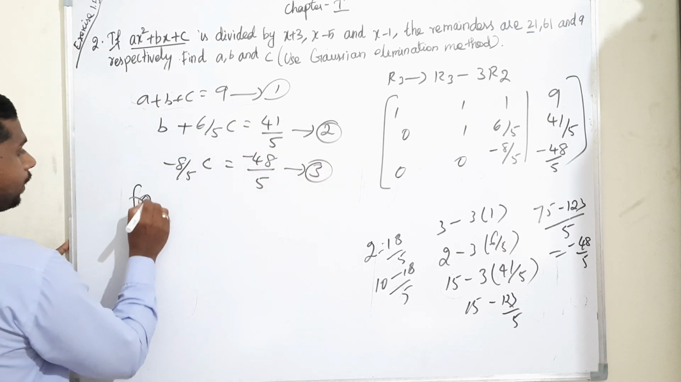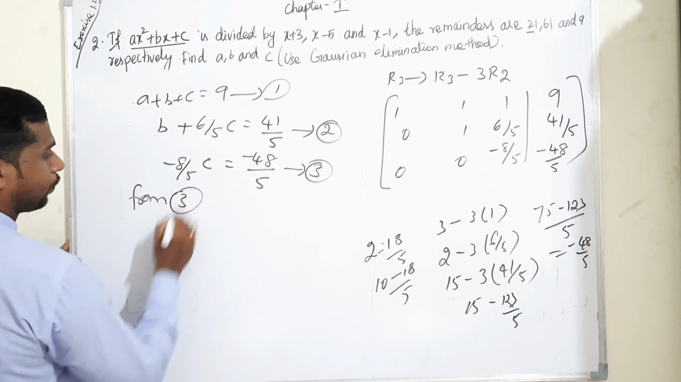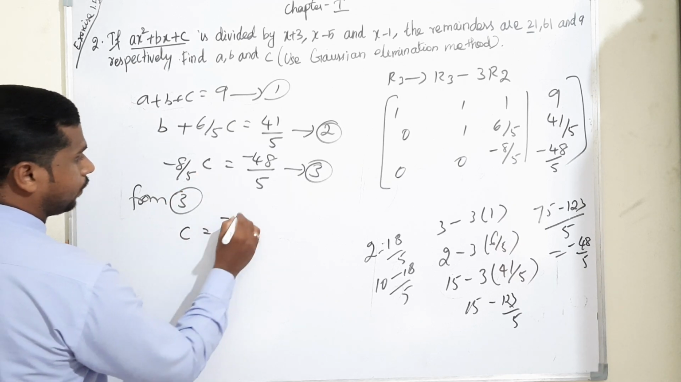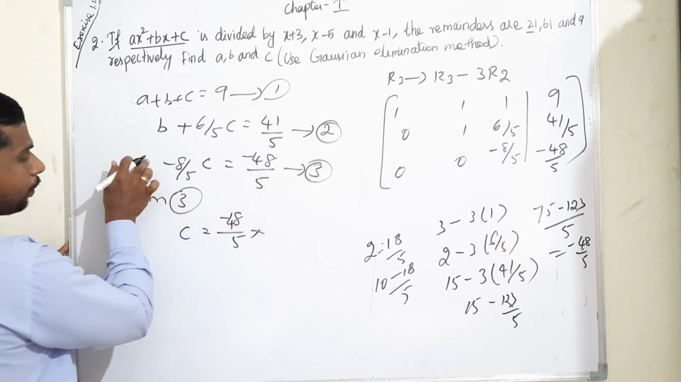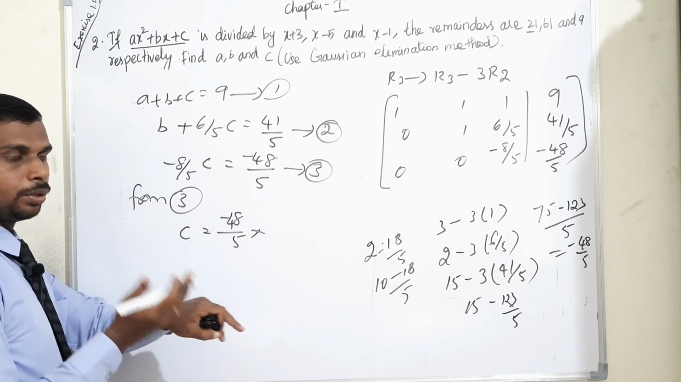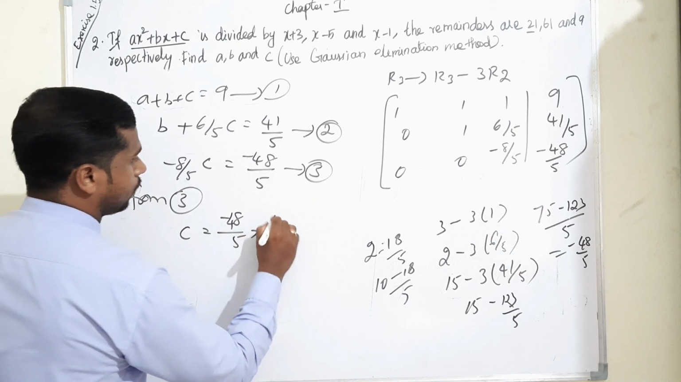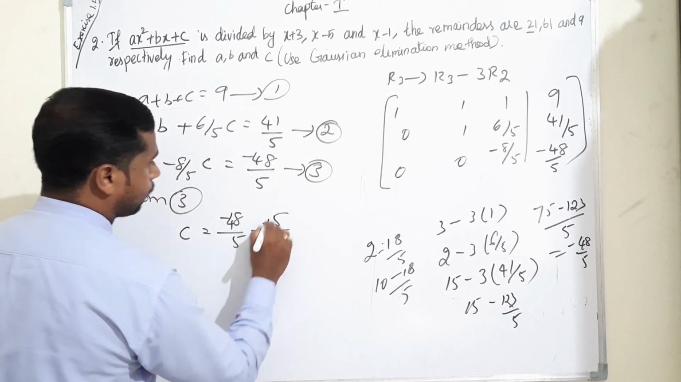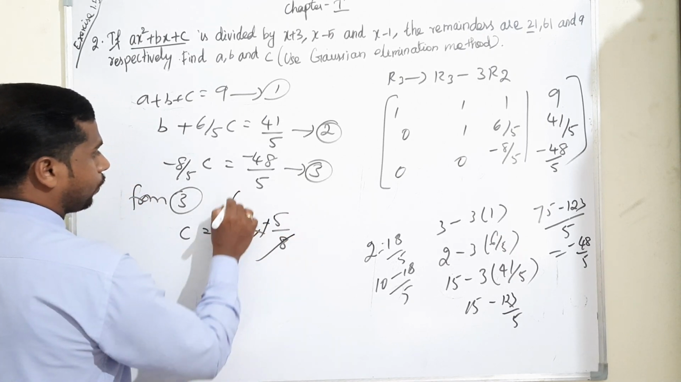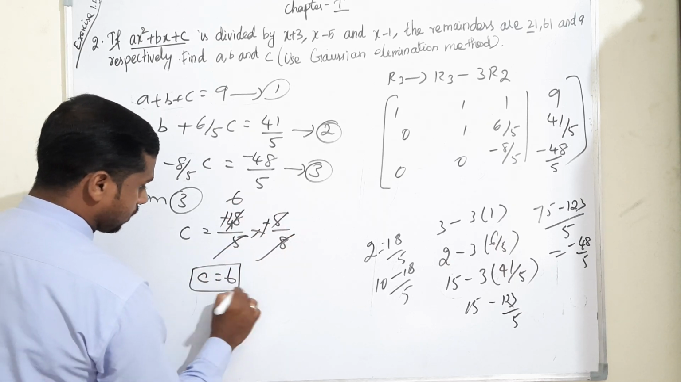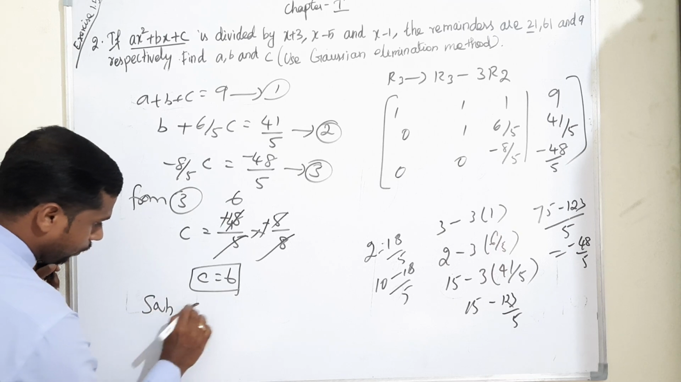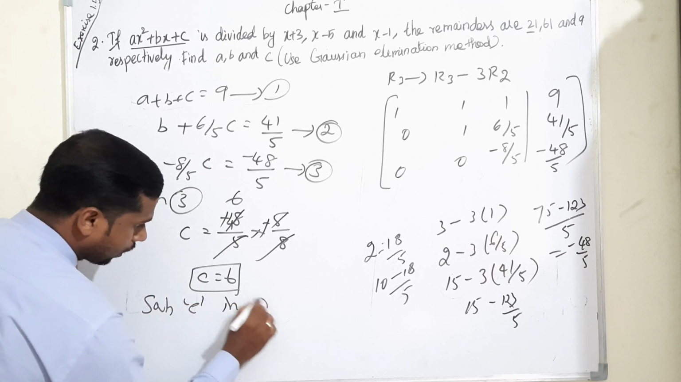From equation number 3, how to find out C? C is equal to minus 48 by 5, bring to the opposite side means reciprocal. So the denominator comes to the numerator, the numerator goes to the denominator. So 5 by minus 8, minus minus cancel, 8 into 6 is 48, 5 also cancels. Therefore C value is 6. Again substitute the C value in equation number 2.